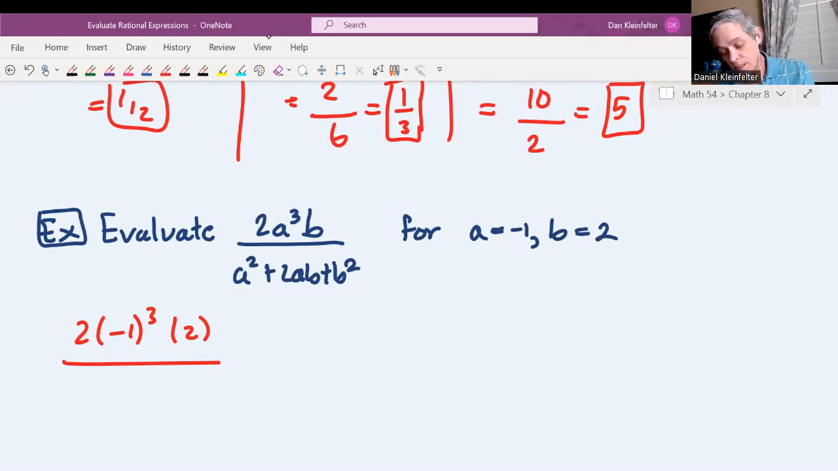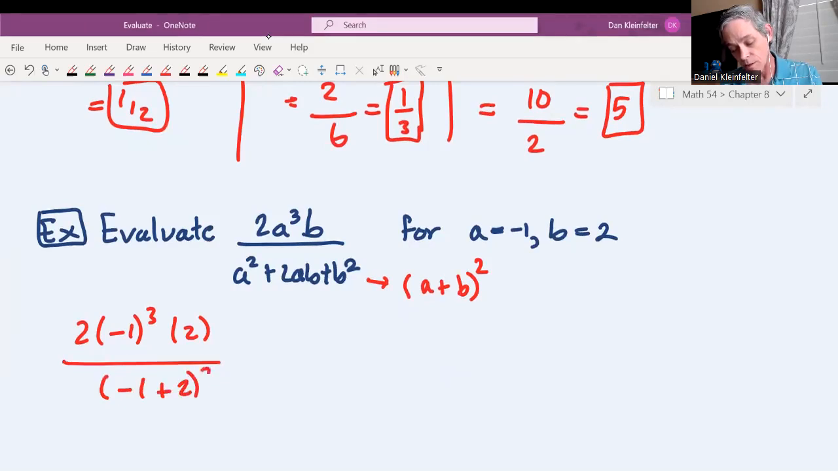a squared plus 2ab plus b squared. If you don't mind, I'm going to go ahead and factor that. That way I only have to put down the value once. We'll make that a plus b squared. So this will be negative 1 plus 2 squared. To me, that's easier than evaluating the polynomial we were given in the first place.